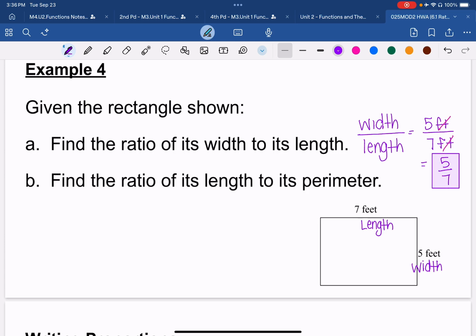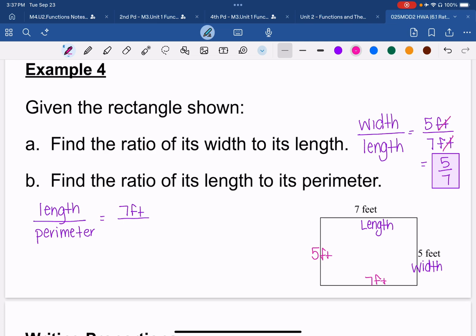Okay. Part B says find the ratio of its length to its perimeter. So, I'm going to start by writing it in words just to help me organize my thoughts. And I know the length. The length is 7 feet. But I do need to do some work to get the perimeter. And so perimeter is all the length around the outside of the figure. So I know this side here is going to be 5, and I know this side here is going to be 7. Add in my units.